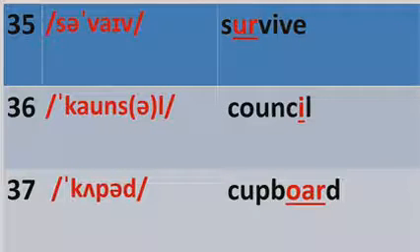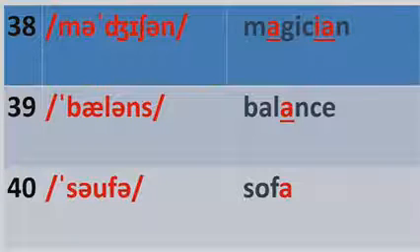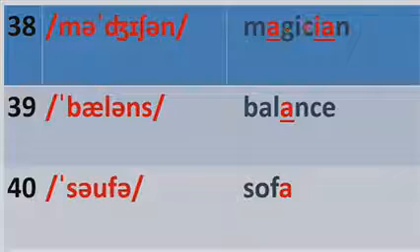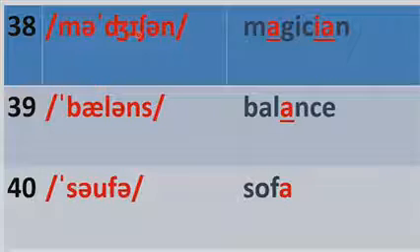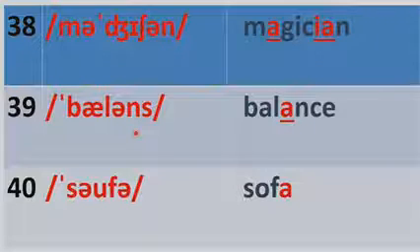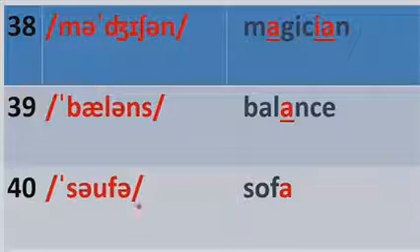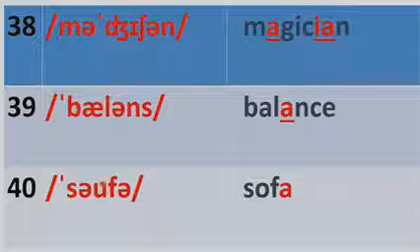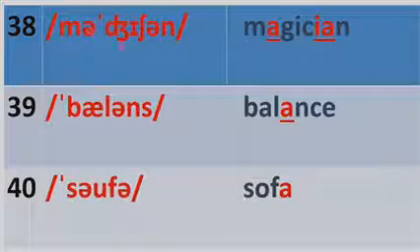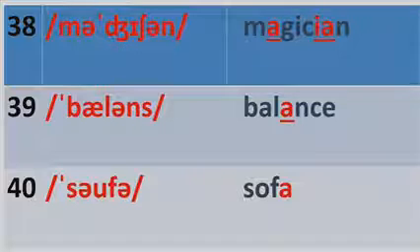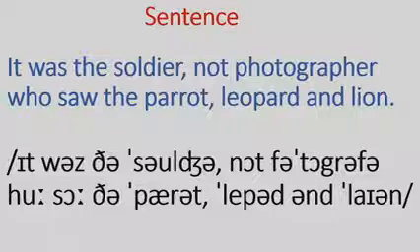In number 38, where do we find the schwa? We find it in two places, IA and A. This is pronounced magician instead of magician. And in number 39, we find it in letter A. This is pronounced balance instead of balance. And in number 40, we find it in letter A, pronounced sofa instead of sofa. Call the words again. Magician, balance, sofa. Great. Let us read this sentence built on the words studied.